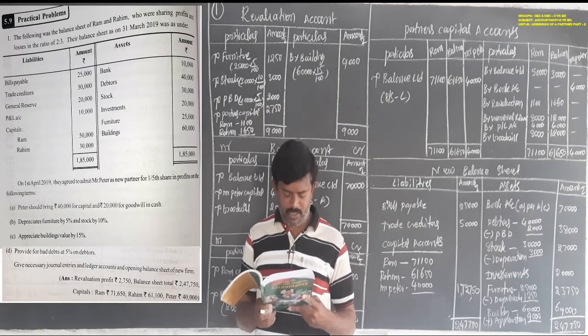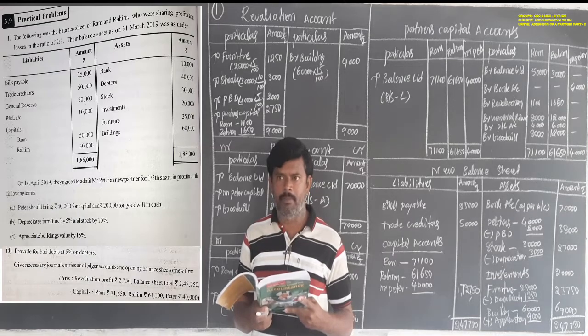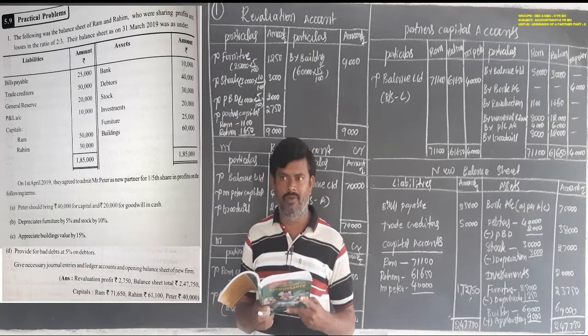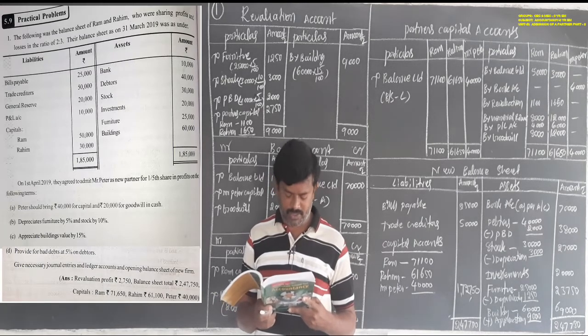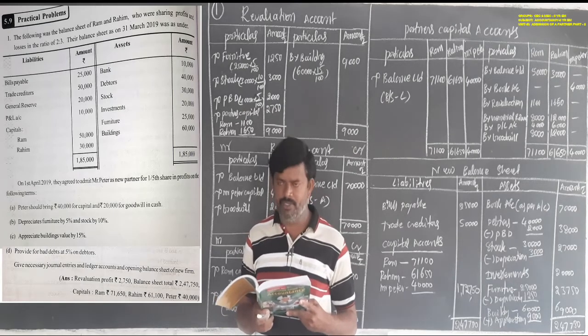Next, Peter should bring 40,000 for capital. So the capital amount is 40,000 rupees, and 20,000 for goodwill in cash. It is also given clearly, goodwill in cash 20,000 rupees. Depreciation: furniture 5% and stock 10%.